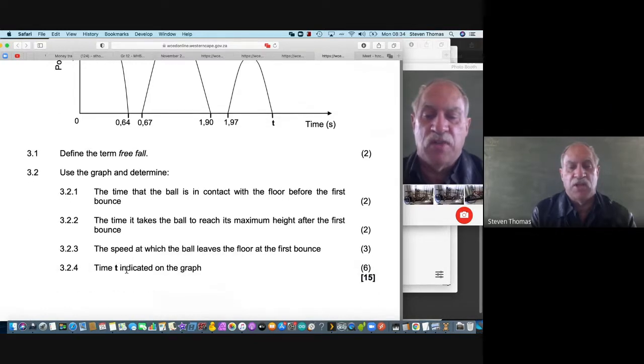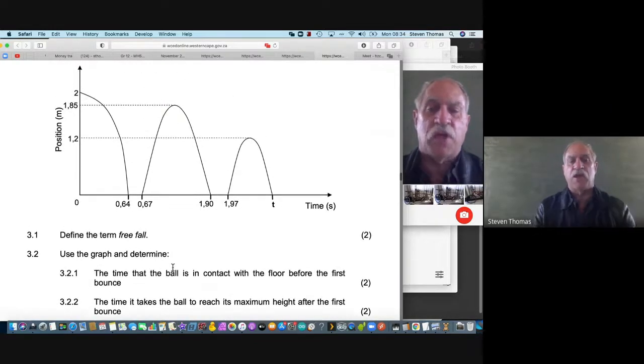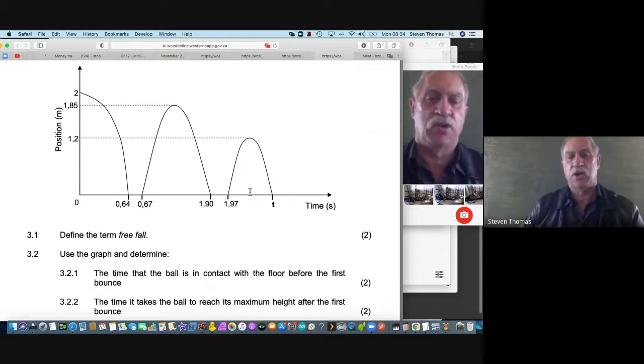The time t indicated on the graph. Okay, so again here, you know that in the middle of the graph, it's going to take a certain length of time to get to the top. So using your equation of motion, you know that the distance that it goes is 1,2. So if you know the height that it goes, you're going to be able to work out the initial velocity if you note that the final velocity there is 0.